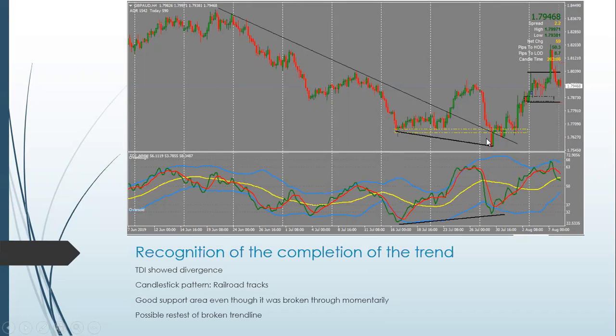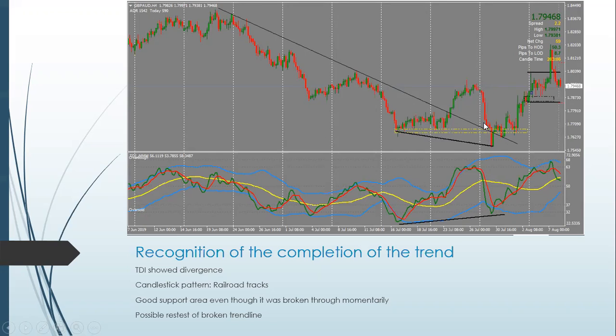So here I have a nice railroad candlestick pattern. So this was actually my confirmation checklist. The TDI was showing divergence, one. Second, I had a lovely railroad track candlestick pattern, right? This yellow box, it's a very good support area because remember, this is the 4-hour chart. Price was consolidating in this area for about, let's say, 5 or 6 or 7 trading days, right? So this is a very nice, very strong support.